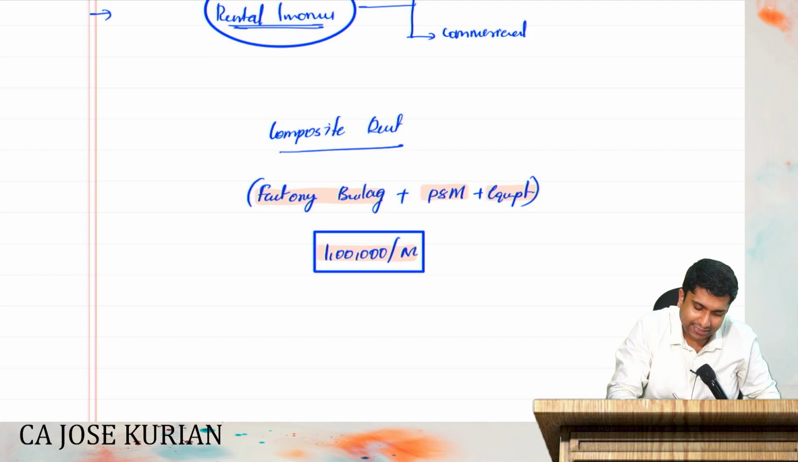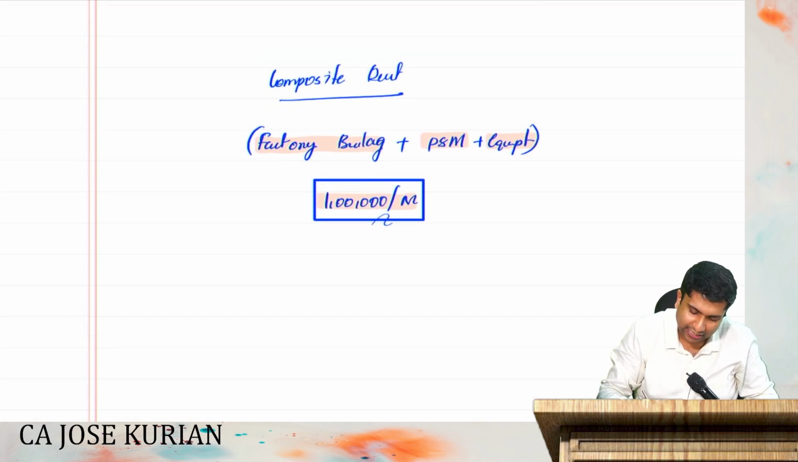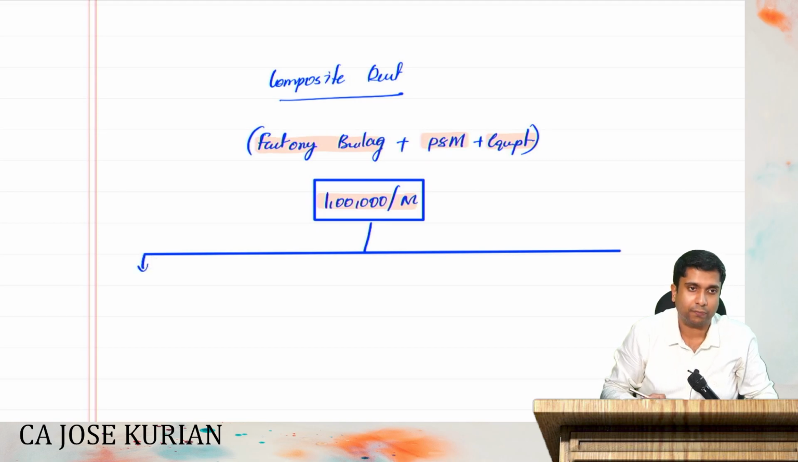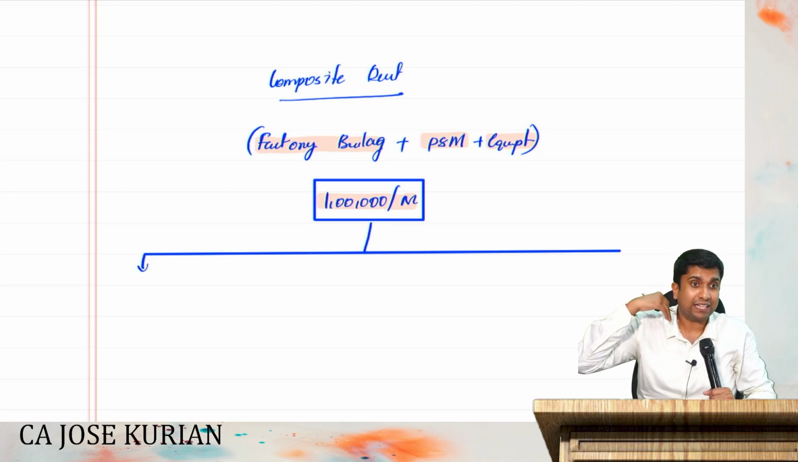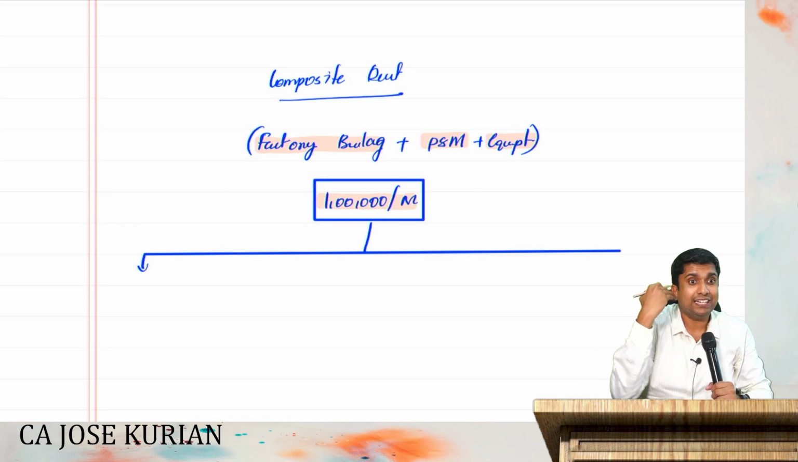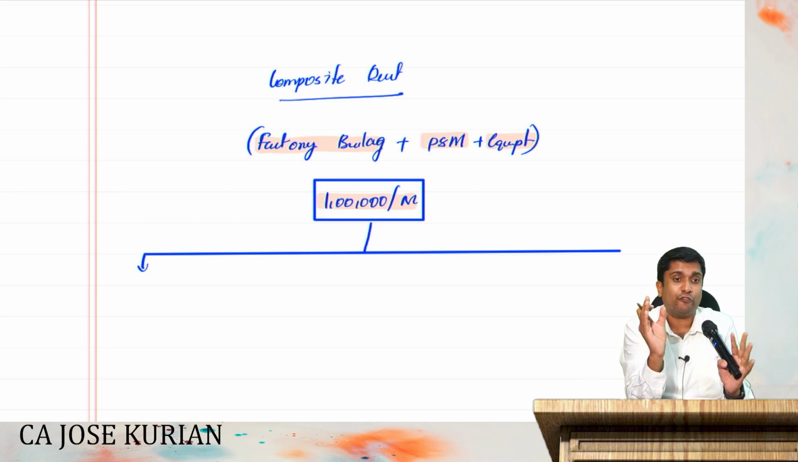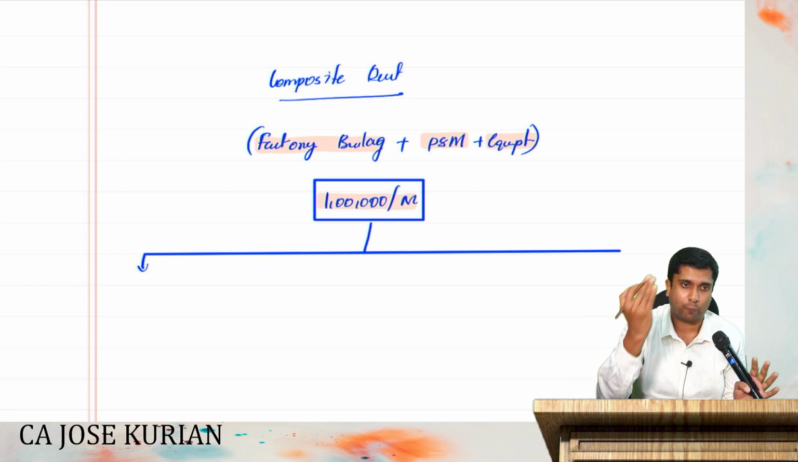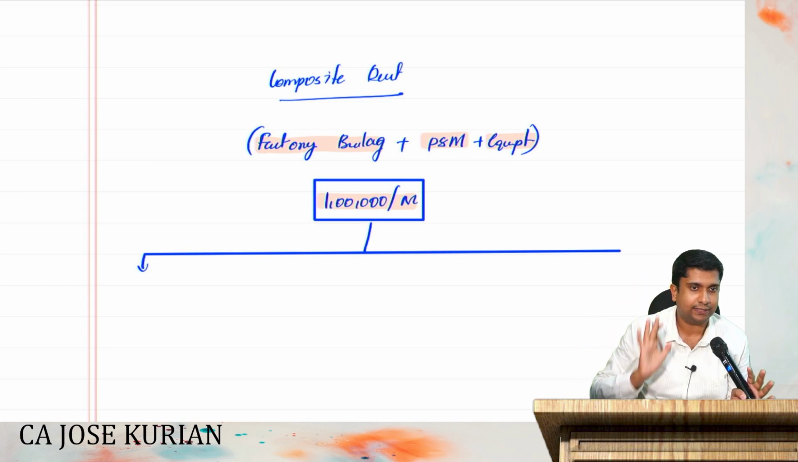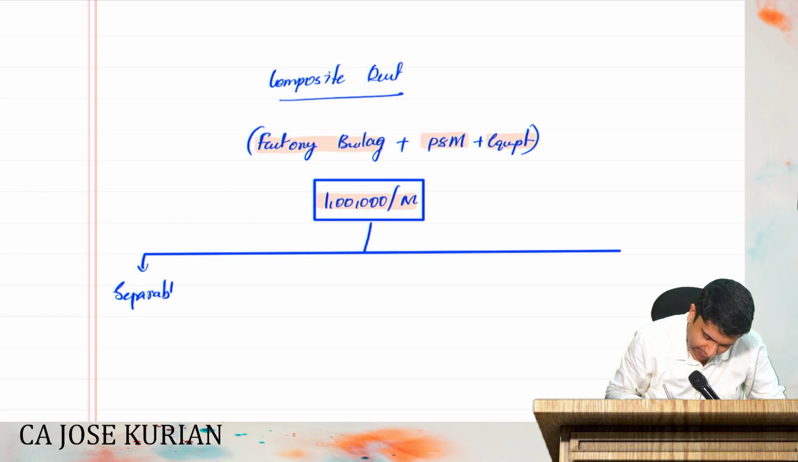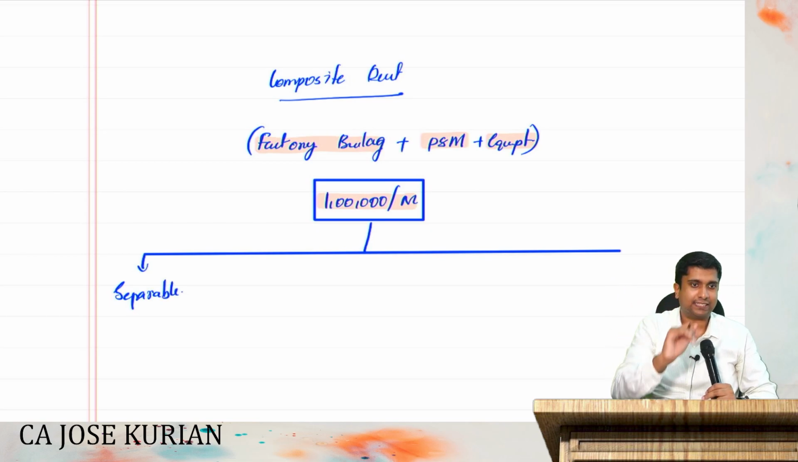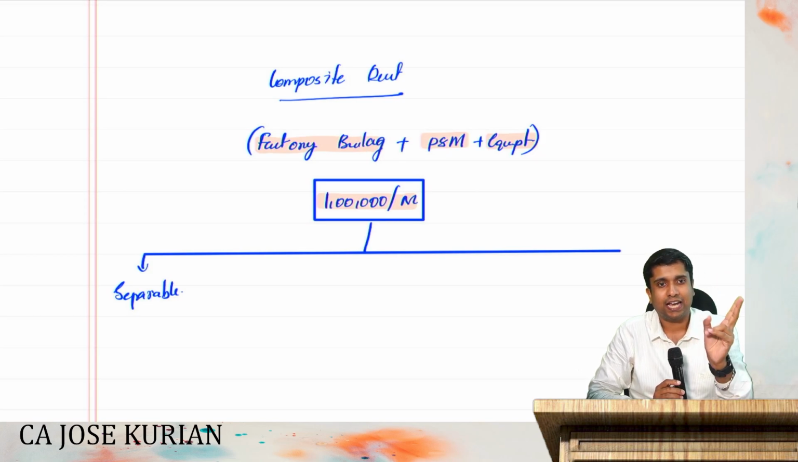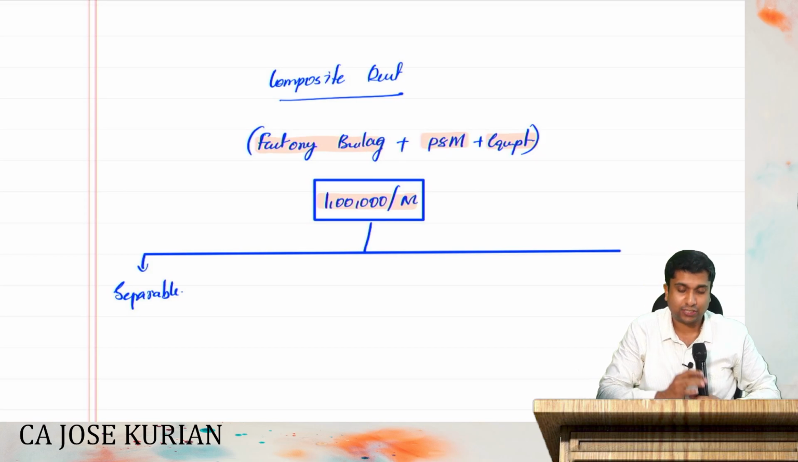What the Act says is that you need to check whether this composite rent is separable or non-separable. What do you mean by separable? If from the rental agreement itself you can separate the amount of rent for the building and the amount of rent for plant and machinery and equipment, it is called separable rent. Are you with me?